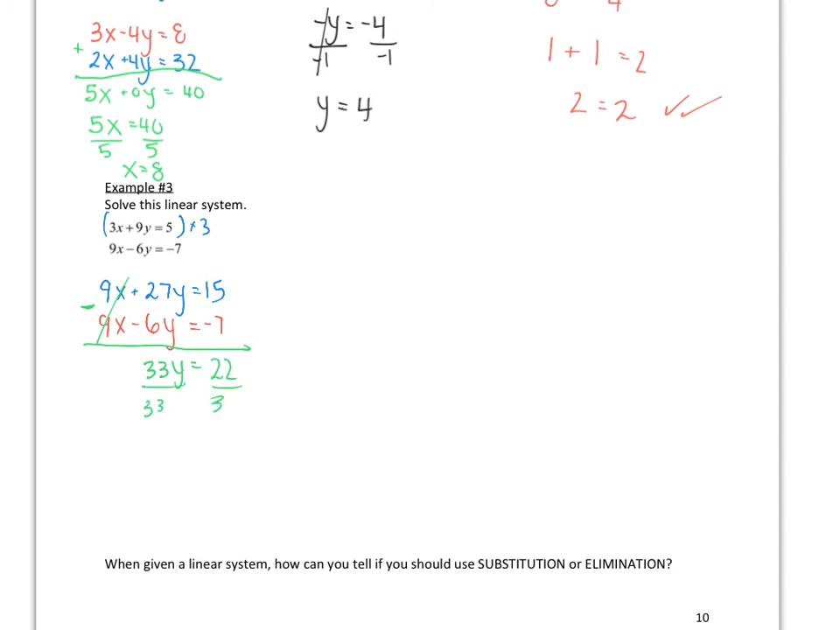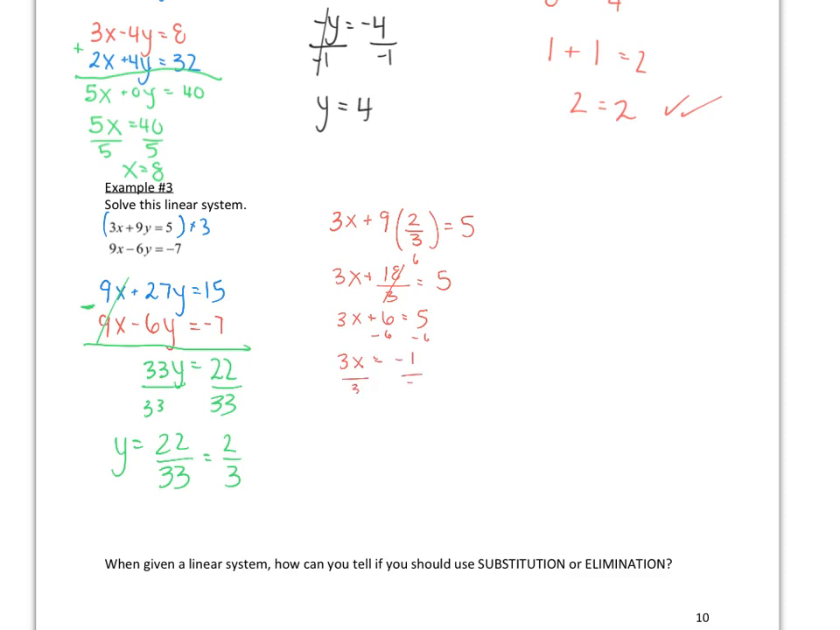Divide both sides by 33. Get that y is equal to 22 over 33, which if we divide both top and bottom by 11, we get 2/3. All right, let's sub back into our first equation as is and solve for x. So 3x plus 18 over 3 equals 5. 18 over 3 is actually 6. So 3x plus 6 equals 5. Take away 6 from both sides. Get that 3x is equal to negative 1. Divide by 3. X equals negative 1/3.